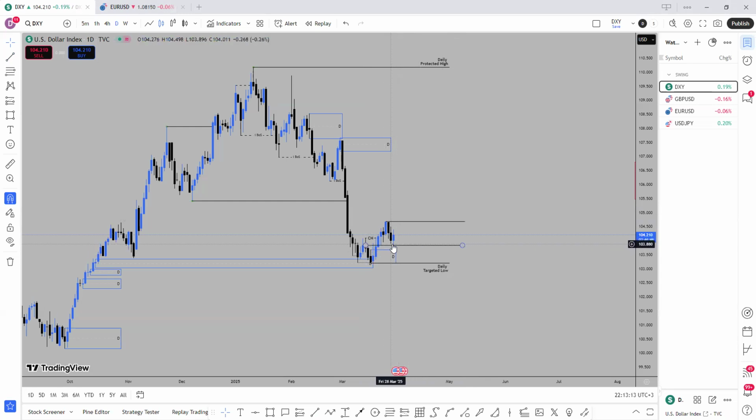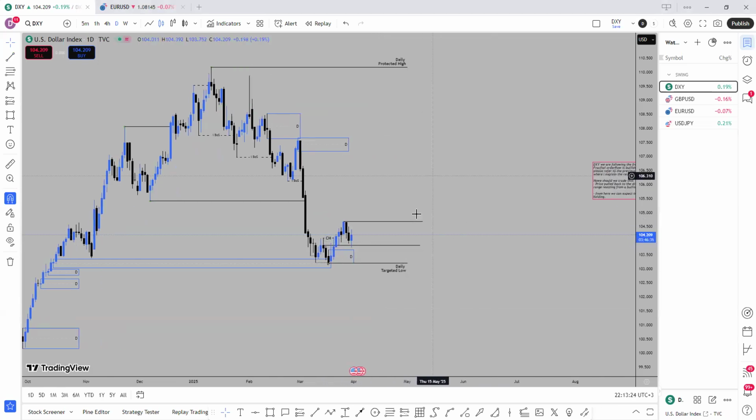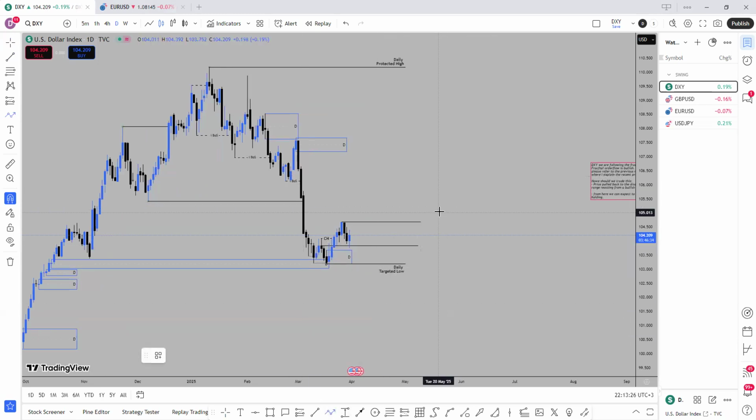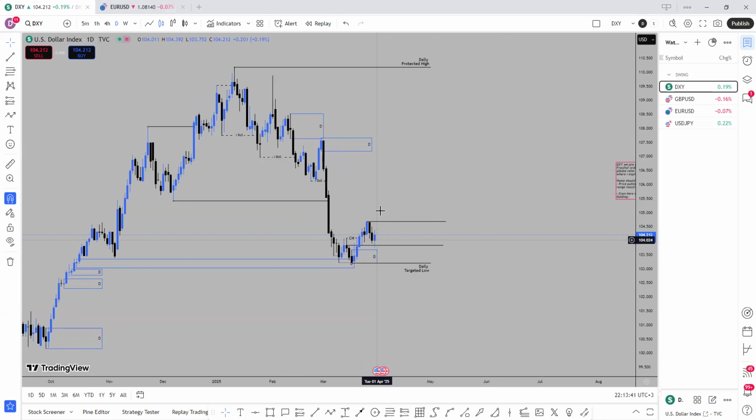What we should be expecting to see is a sustained move to the upside, maintaining the fractal order flow. By maintaining the fractal order flow, what I mean is just to see more breaks of structure to the upside. That is the order flow that I'm expecting to see with the DXY. So the DXY is bullish, and that is what we are following.